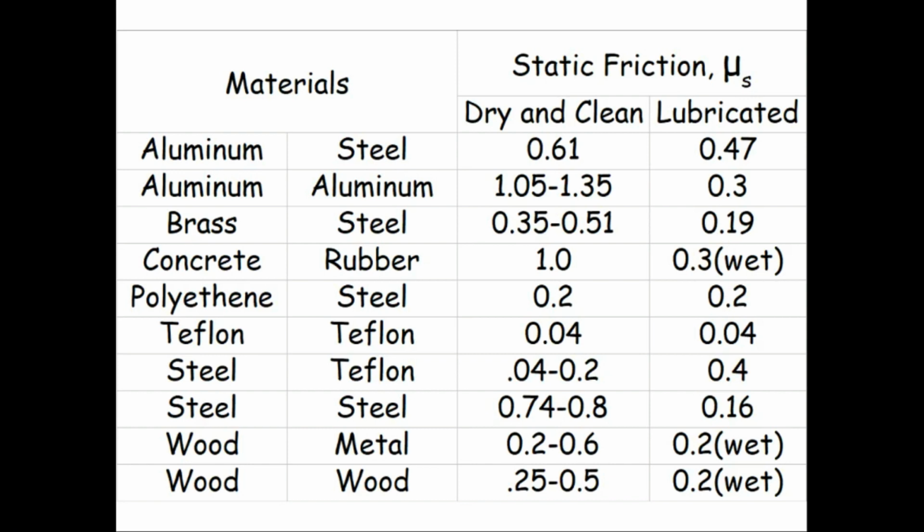Here's a chart that shows a bunch of different coefficients of friction for different surfaces. And just by looking at this chart, we can see that it's much harder to slide aluminum across dry aluminum than to slide it across dry steel. And it's much easier to slide aluminum across lubricated aluminum than across lubricated steel. Now we can easily find the force of friction as long as we know the coefficient of friction between the two different surfaces.